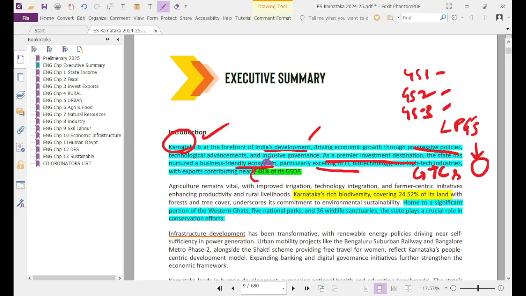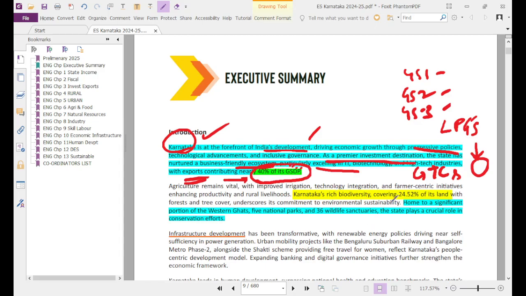So one notable point is that 40% of its GSDP, the gross state domestic product, is coming directly from the IT, BT and ST industry, which is very much noted. And the exports, as it is stated here, are directly coming, 40%, from the ecosystem that is being created across IT, BT, ST. This you can quickly quote.